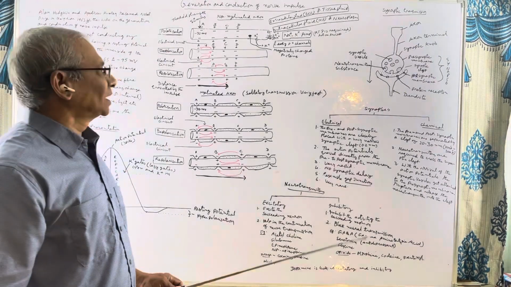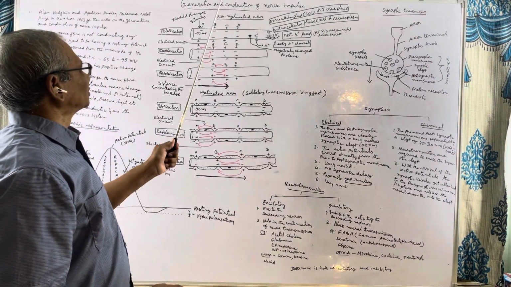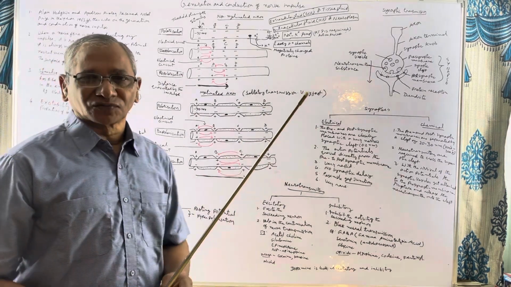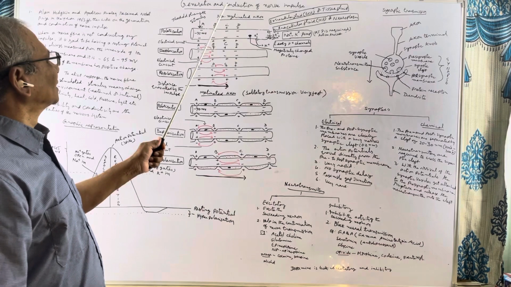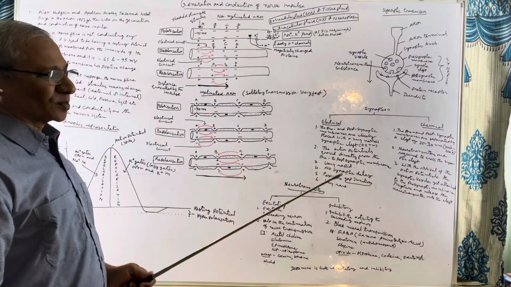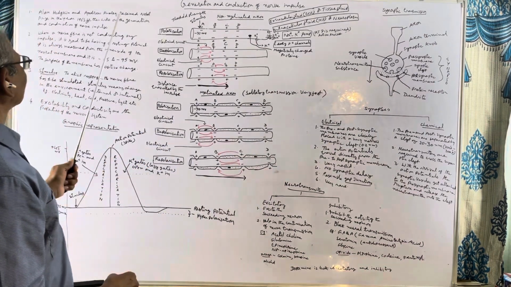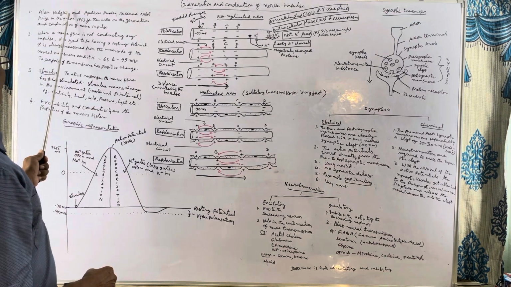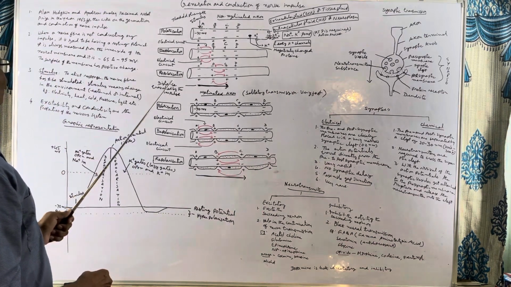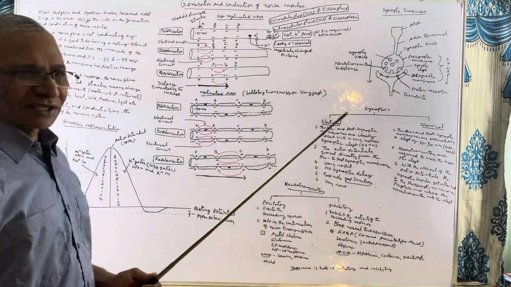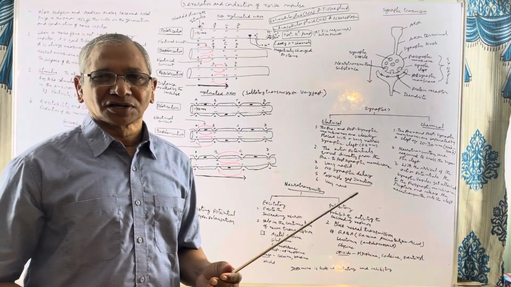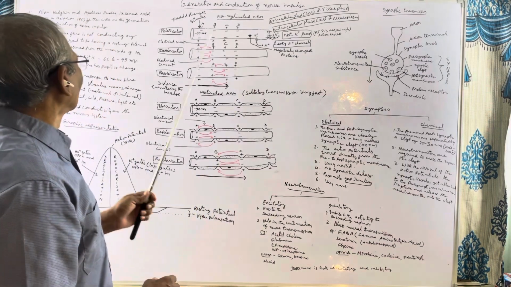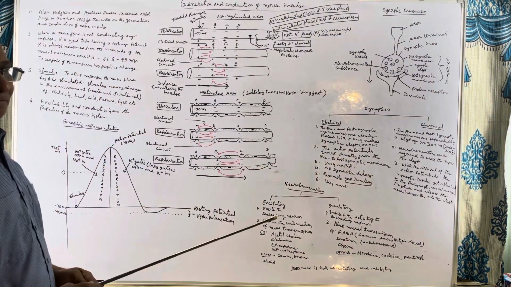Today, let us take up the topic generation and conduction of nerve impulse. For the first time, generation and conduction of nerve impulse was studied by two scientists by name Hodgkin and Huxley. And for their work, they received the Nobel Prize for Medicine or Physiology in the year 1963.